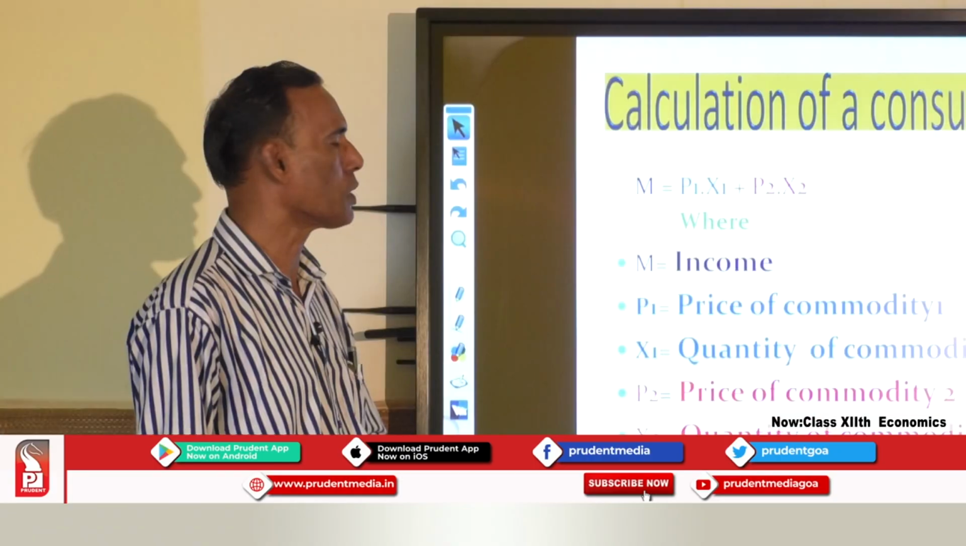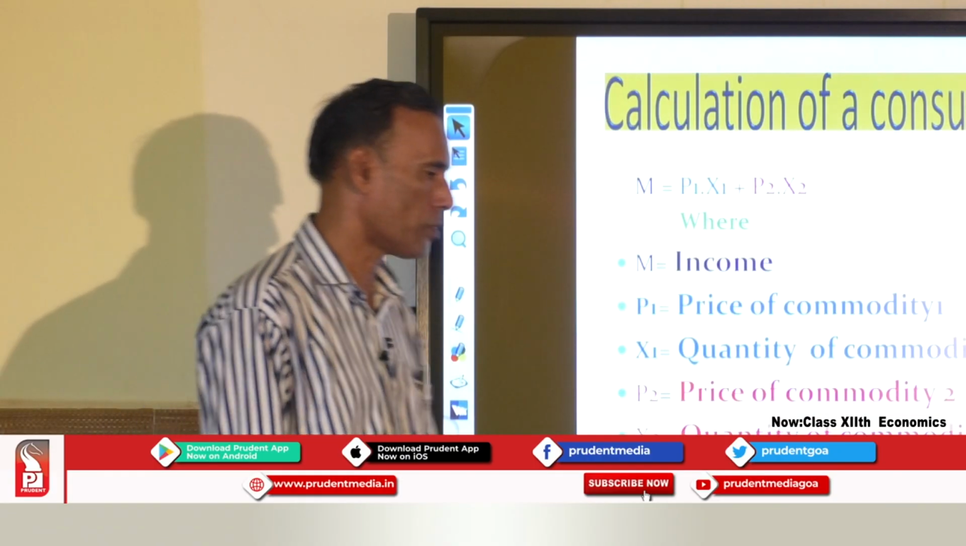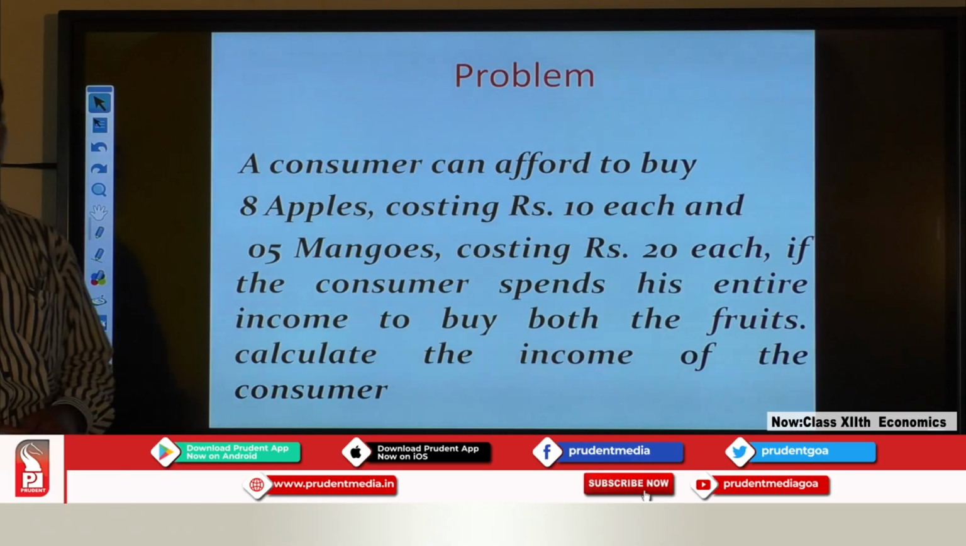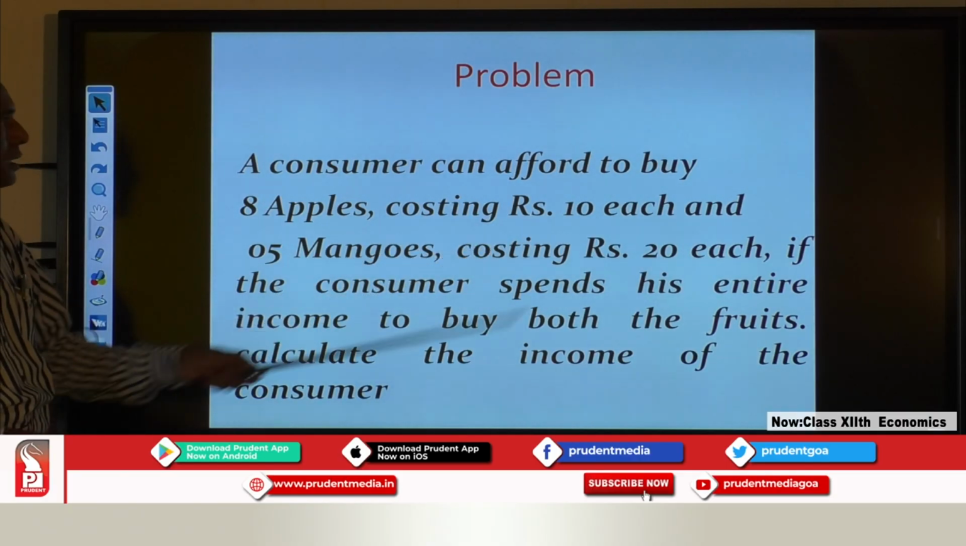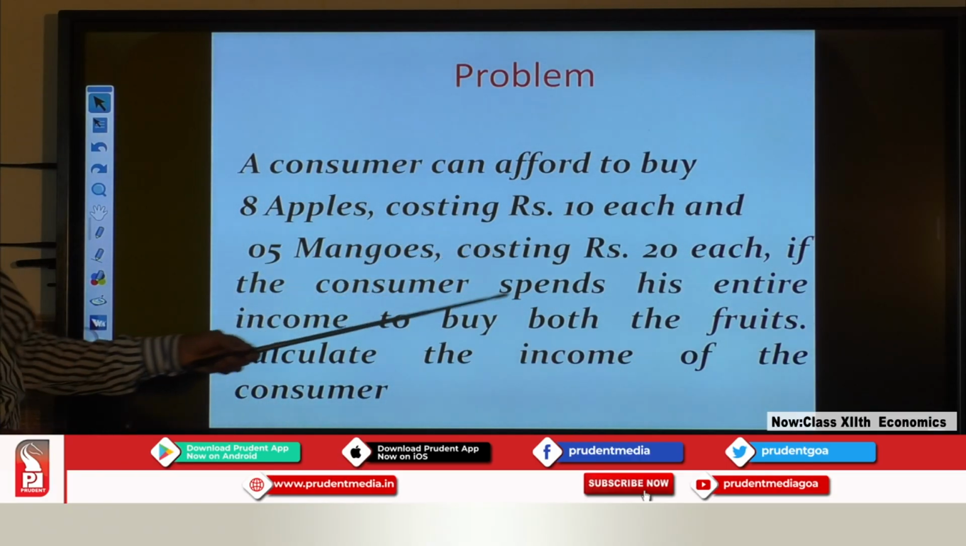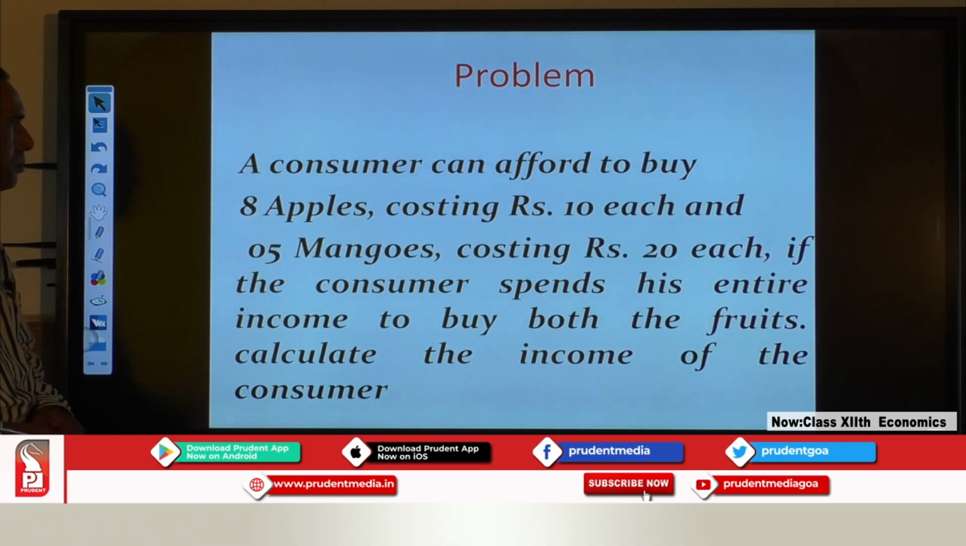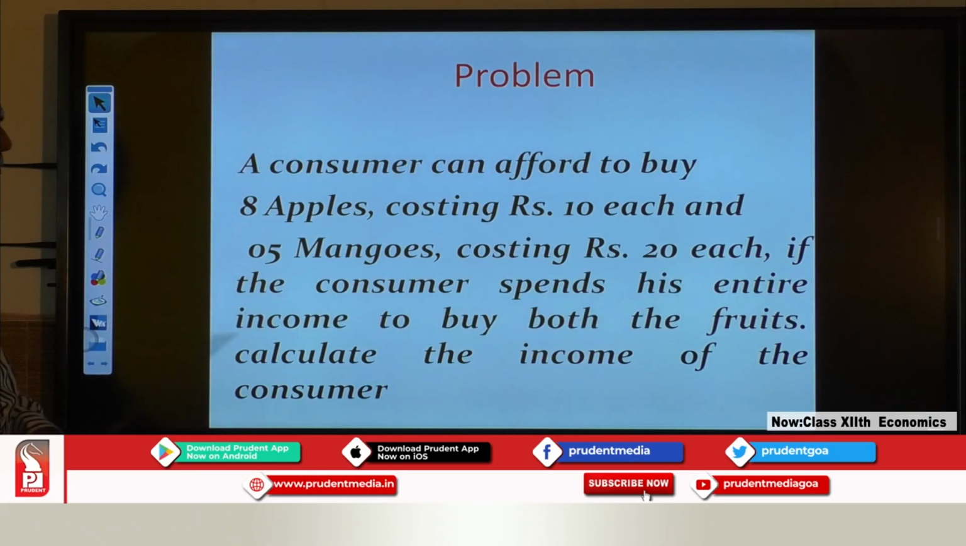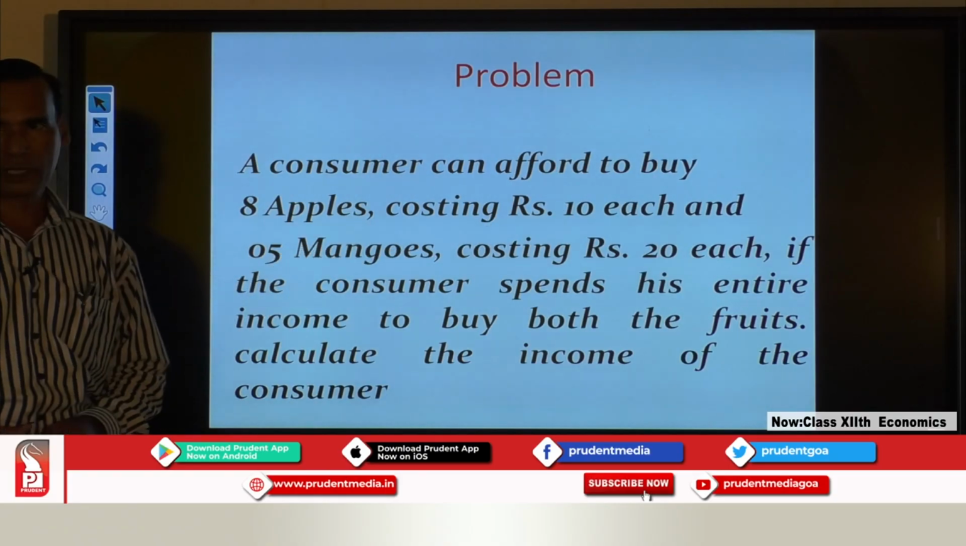Now let us use this formula to solve one problem. The problem is: a consumer can afford to buy 8 apples costing rupees 10 each and 5 mangoes costing rupees 20 each. If the consumer spends his entire income to buy both the fruits, calculate the income of the consumer. Here, the consumer is buying 8 apples, 10 rupees for each apple.